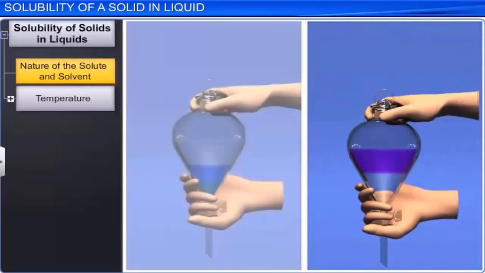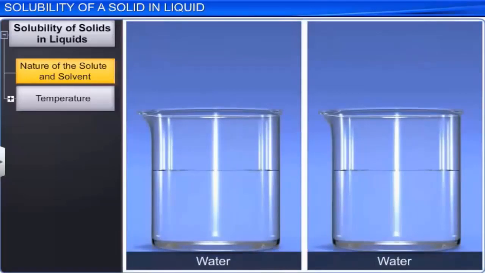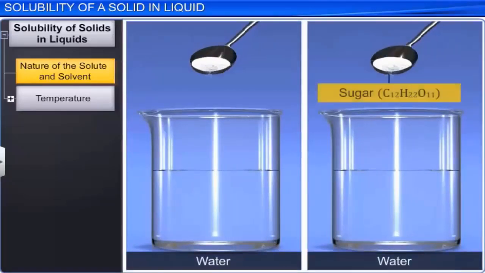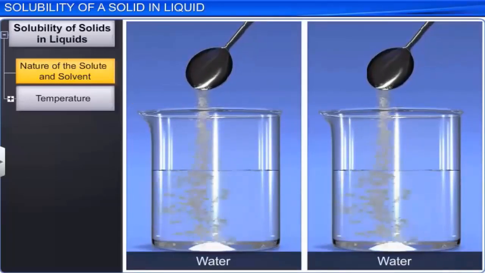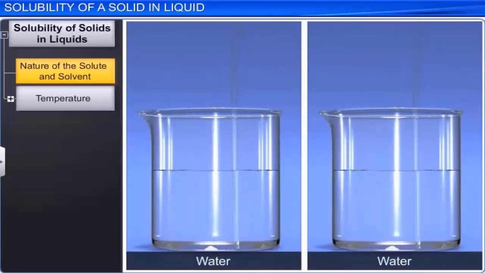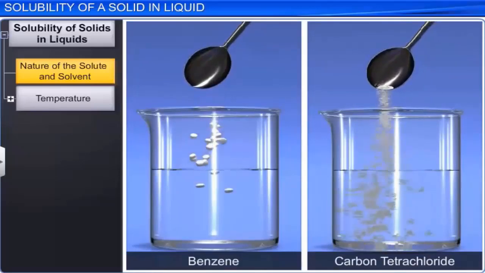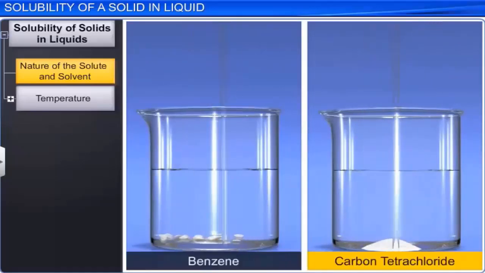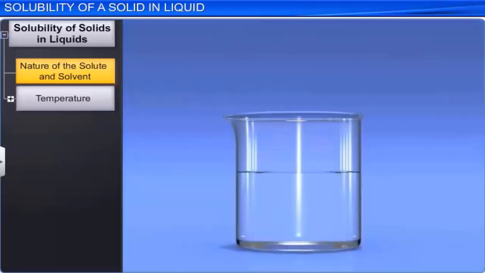Therefore, polar or ionic molecules like sugar and sodium chloride dissolve in water molecules which are polar, while non-polar molecules like naphthalene and anthracene dissolve in solvents like benzene and carbon tetrachloride, which are non-polar. This behavior can be explained in terms of the interaction between particles of the solute and the solvent.